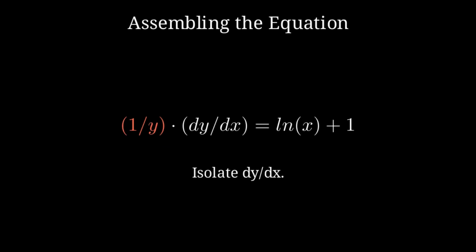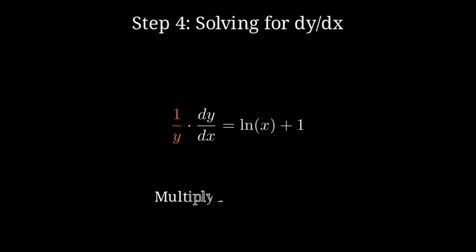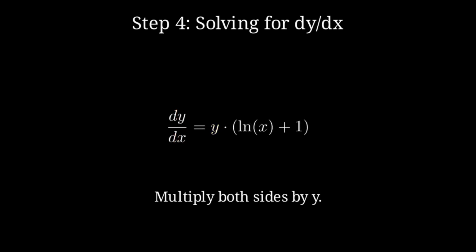To find the final derivative, we need to isolate dy/dx by moving the 1 over y term to the other side. By multiplying both sides of the equation by y, we isolate dy/dx. The derivative is equal to the original function y multiplied by the quantity natural log of x plus 1. We are almost at the final form.